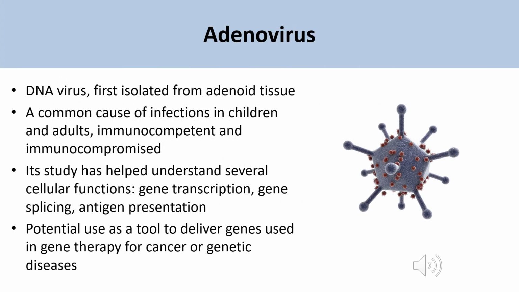Now, the third family of viruses that we'll talk about are adenoviruses. I touched a lot on these adenoviruses in the previous lectures. They got their name from being isolated from the adenoid tissue in the oropharynx. They cause a lot of infections in children and adults. They are very common viruses. They cause infection in both immune competent and immune compromised individuals.